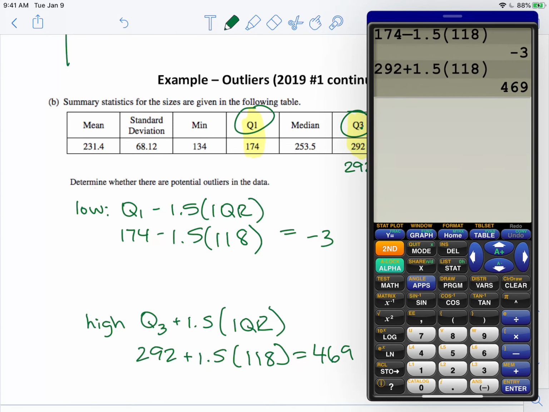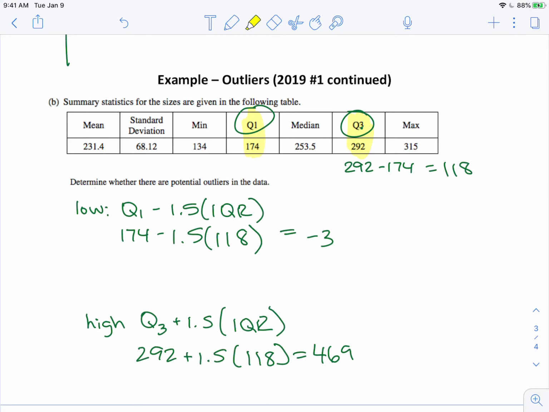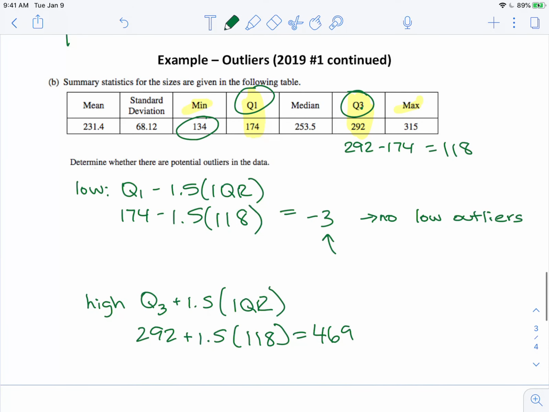469. All right, so now let's figure out if we have outliers or not. So now we gotta look at the minimum and the maximum. Okay, the minimum's 134. Well, anything lower than -3 would be an outlier. So in this case, there's no low outliers. It would have to be like a -4 to be an outlier. All right, maximum is 315. Anything higher than 469 would be an outlier. Well, 315 is lower than that. So there's no high outliers either.